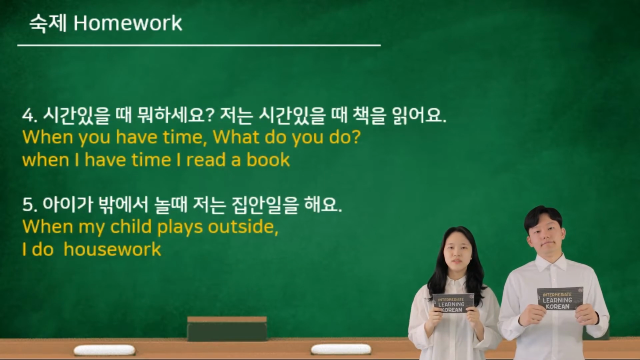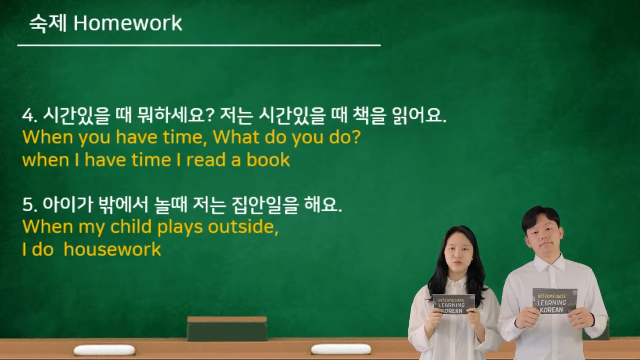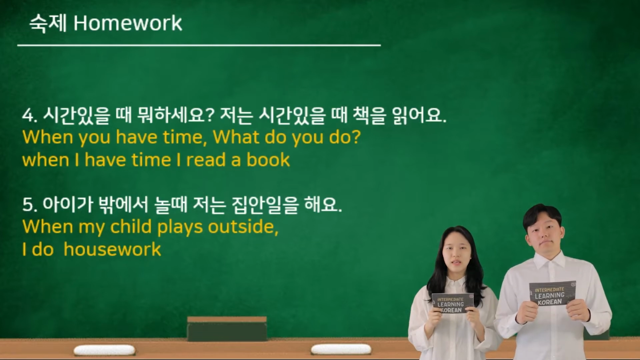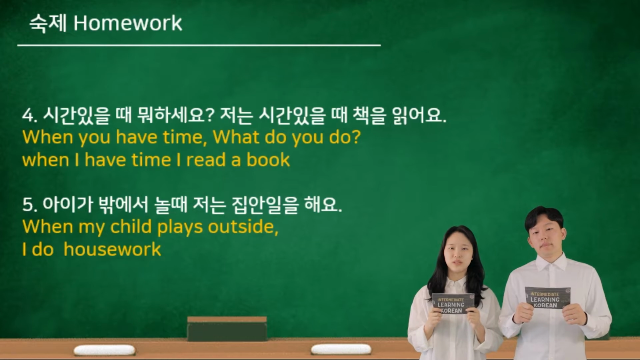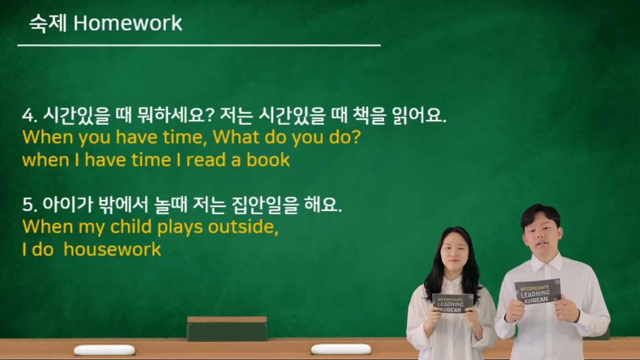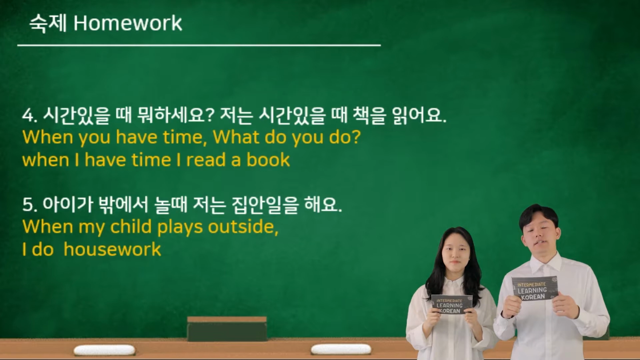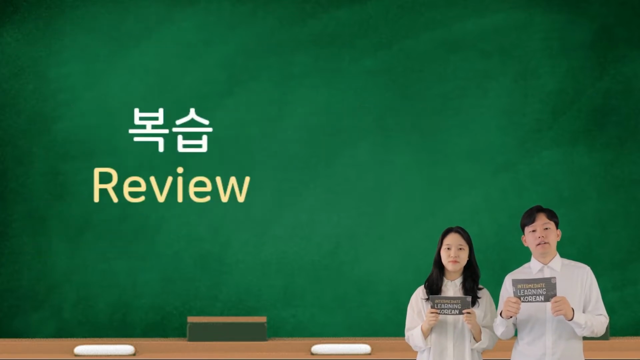Next, we will review the form of 을 때. First, 을 때 is used with verbs, adjectives, and 있다, 없다. Second, 을 때 is used with a verb stem ending in a consonant, and 리을 때 is used with a verb stem ending in a vowel. Yes, then I will explain it a little more easily through the example sentences, right?